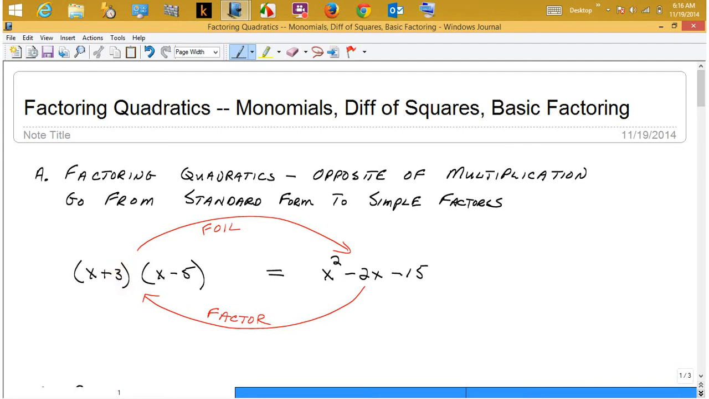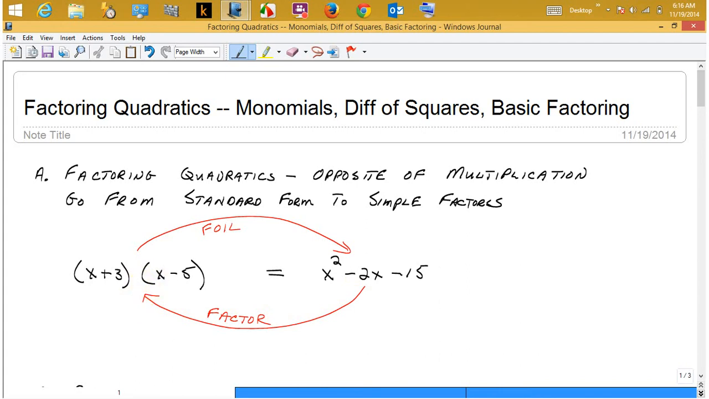For example, if I was multiplying these two binomials together, x plus 3, x minus 5, if I would FOIL them or use the distributive property, which is the same, we would get this quadratic in standard form. So that would be when we're multiplying. Now factoring is when we take this standard form or some quadratic and we take it back to all its factors like this. So we're going to go the opposite direction.